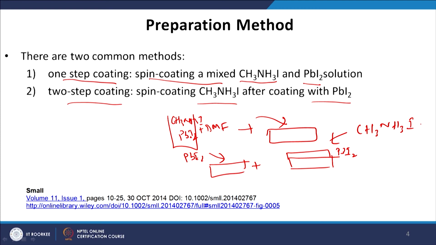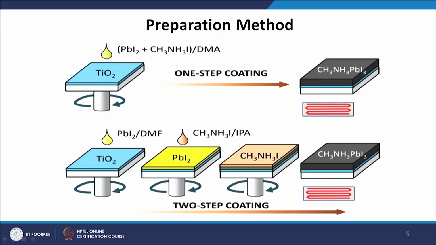So now you allow this methyl ammonium, this MA precursor, to diffuse into the lead iodide structure. So the resultant morphology will be completely different if you make it by a one step method or by a two step method. For example, look at this diagram of a one step coating.